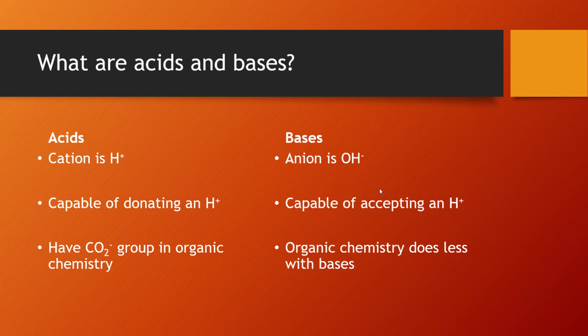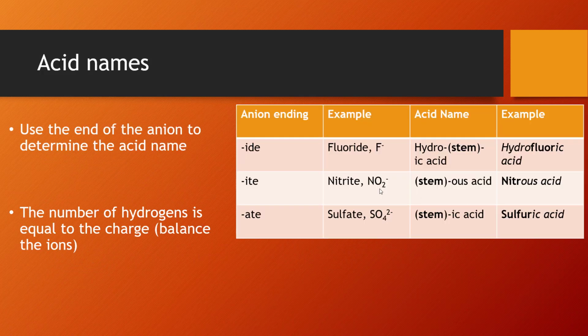If you're looking at organic chemistry, you're going to see the CO2- group, and that would actually be CO2H, but of course they can donate an H when they're dissolved in water. So you might see this as like oxalic acid. You'll see that group on there. For bases, their anion is the hydroxide anion, and they're capable of accepting an H+, because H+ added to hydroxide makes H2O, which is just, well, water. And organic chemistry does a lot less with bases, so you probably won't see a lot of those if you take OChem.